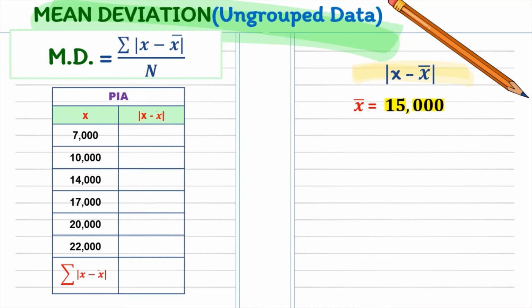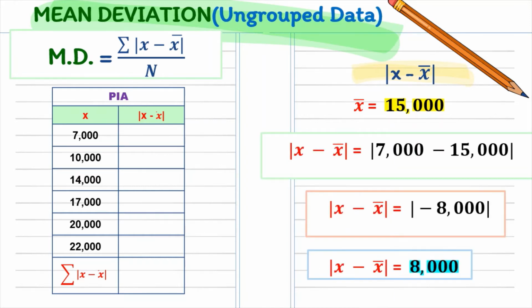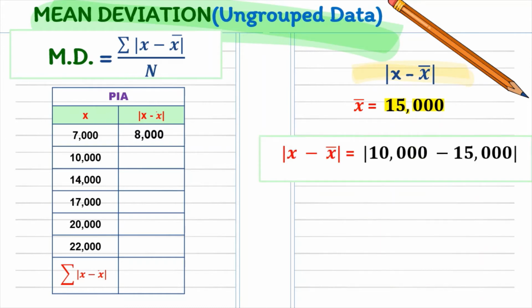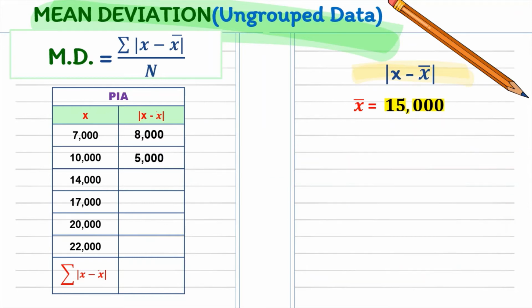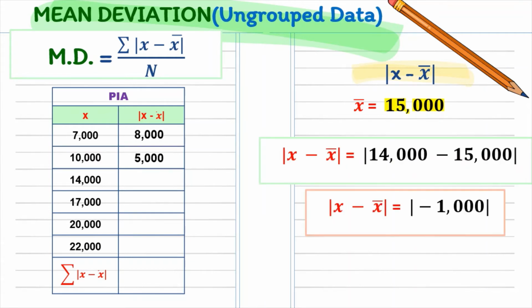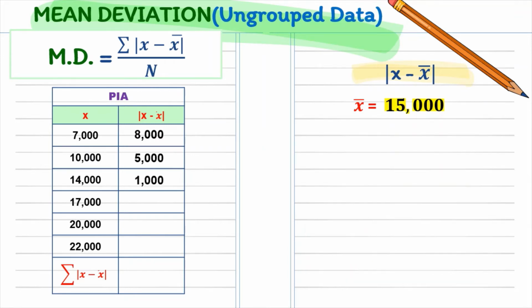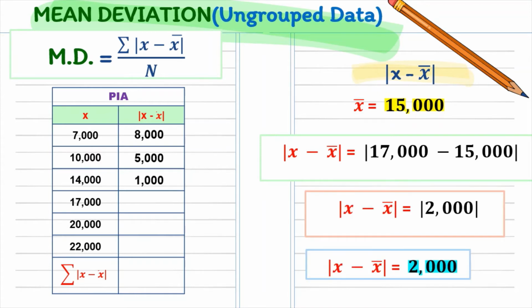So, 7,000 minus 15,000, that is negative 8,000. The absolute value is 8,000. Then next, 10,000 minus 15,000, that is negative 5,000. The absolute value is 5,000. Next, 14,000 minus 15,000 is equal to negative 1,000. The absolute value is 1,000. Next, 17,000 minus 15,000 is equal to 2,000.